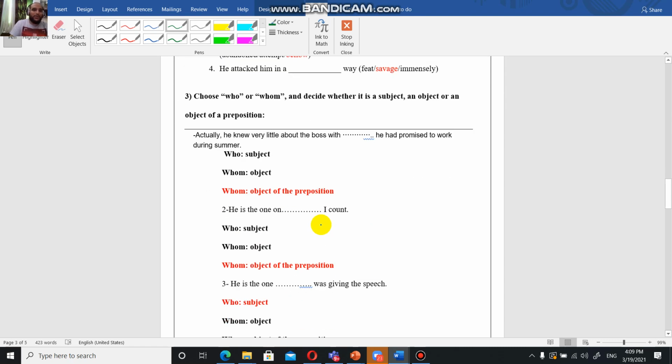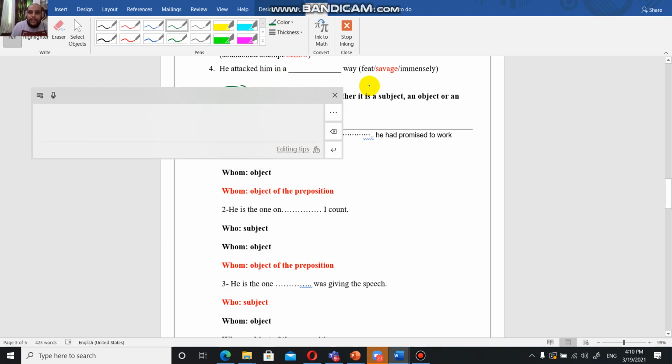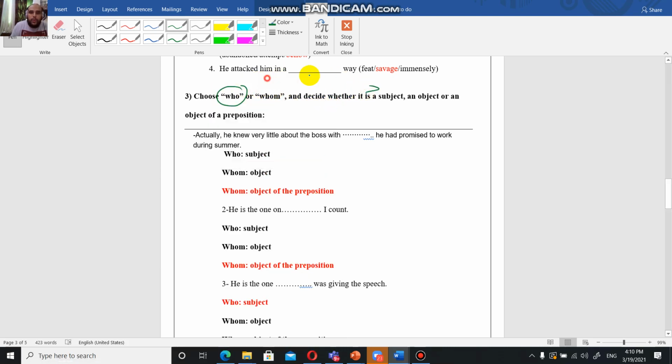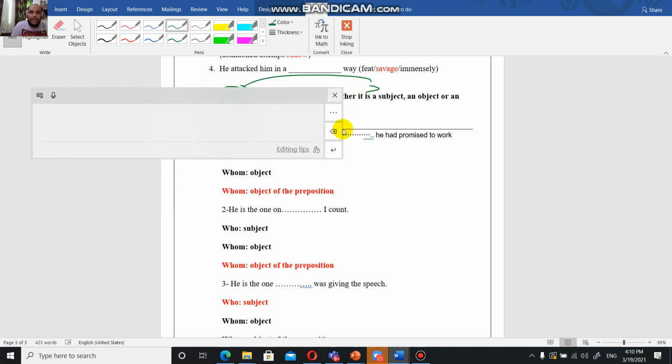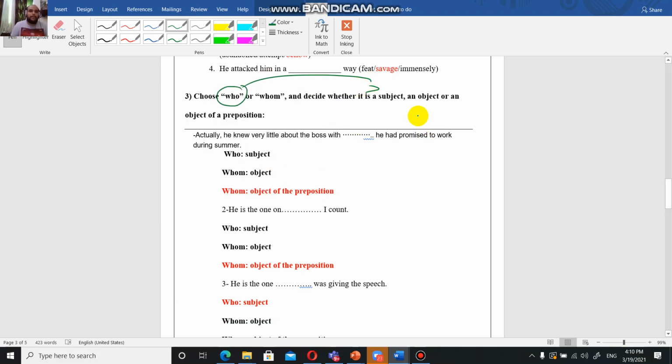And let's go to who and whom, because people are suffering with who and whom. Please pay attention to this. Choose who or whom and decide whether it's a subject, an object, or an object of a preposition. Who is always a subject. However, whom can be an object, a normal object, or an object of a preposition.